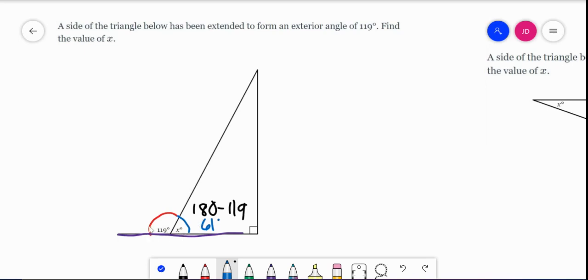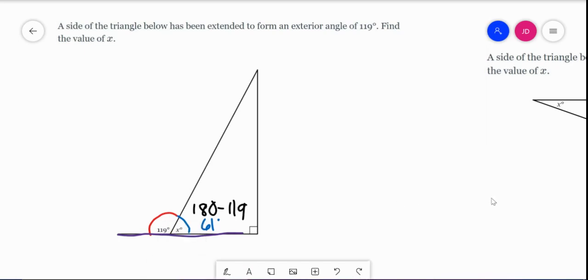So you know this is a linear pair. You just do 180 minus 119. But the important part is recognizing this is an exterior angle. All right, let's take a look at another one.